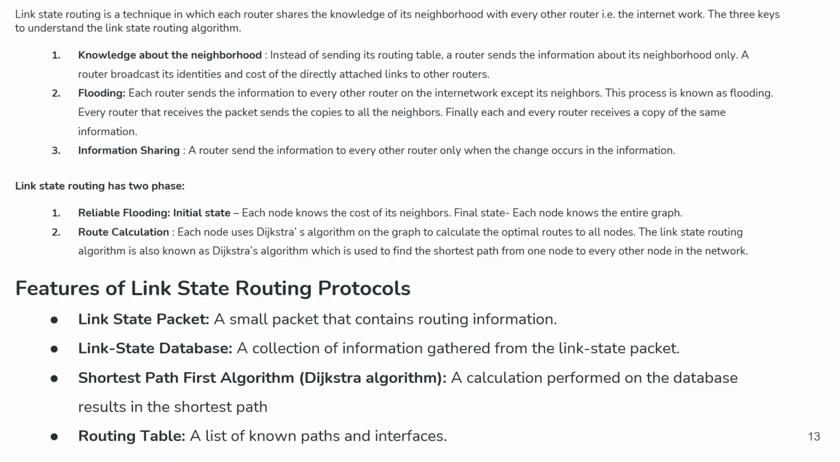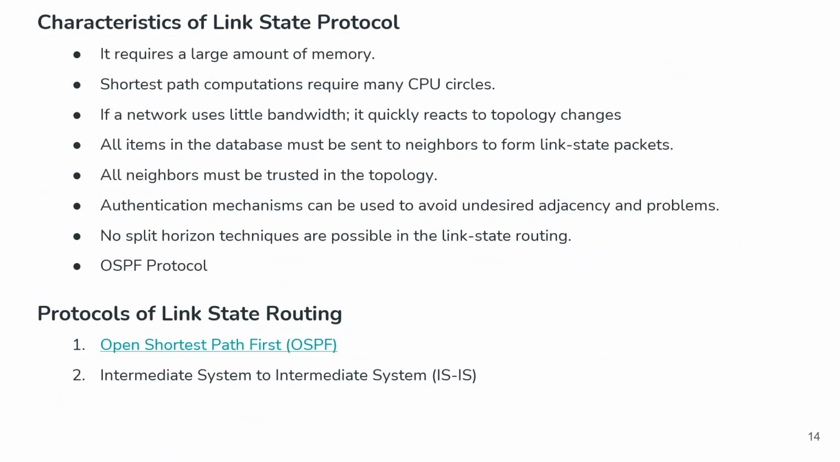shortest path. Let's say there are n number of nodes and there is a sender node and a receiver node, and there exist multiple paths from sender to receiver. Then this Dijkstra's algorithm will find out the shortest path between the sender and the receiver. Then next feature is routing table, that is a list of known paths and interfaces.